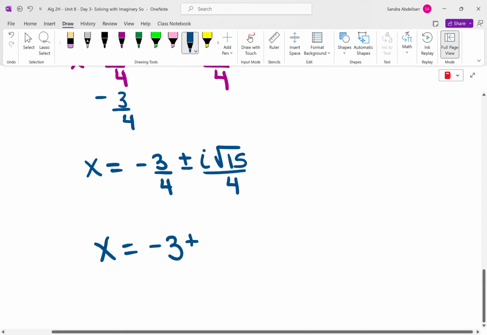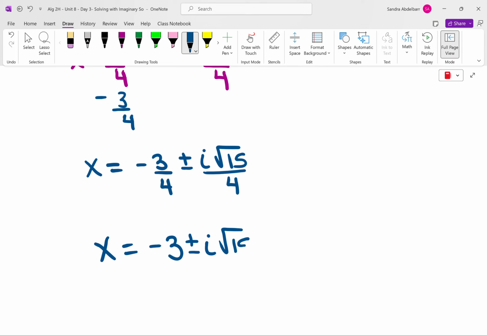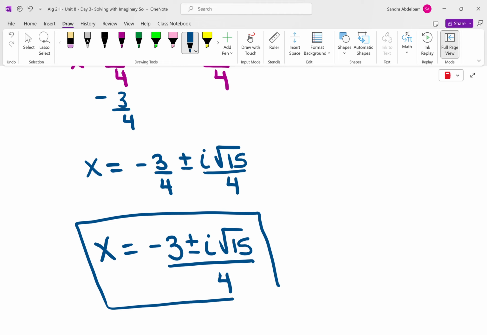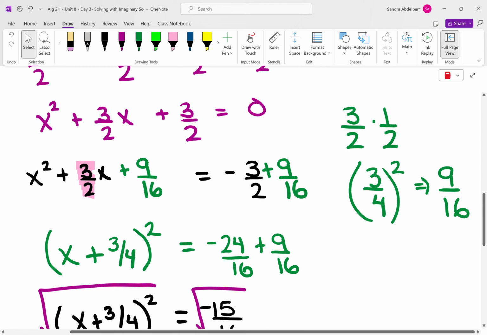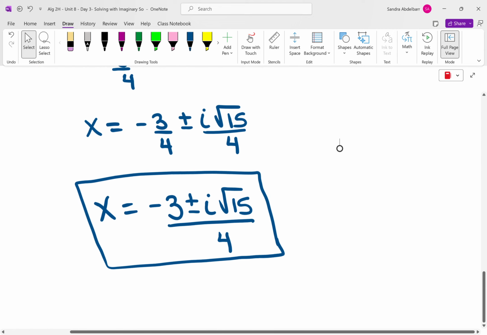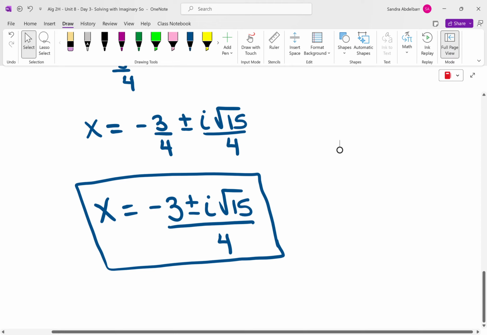They have the same denominator, so that's good. So I could put this all together. Negative 3 plus or minus i root 15 all over 4. How many answers is this? 2. How many solutions should I have had? 2. I should have had 2 solutions. If we were to graph this, would we see it crossing the x-axis at all? No, we wouldn't see it crossing the x-axis at all.